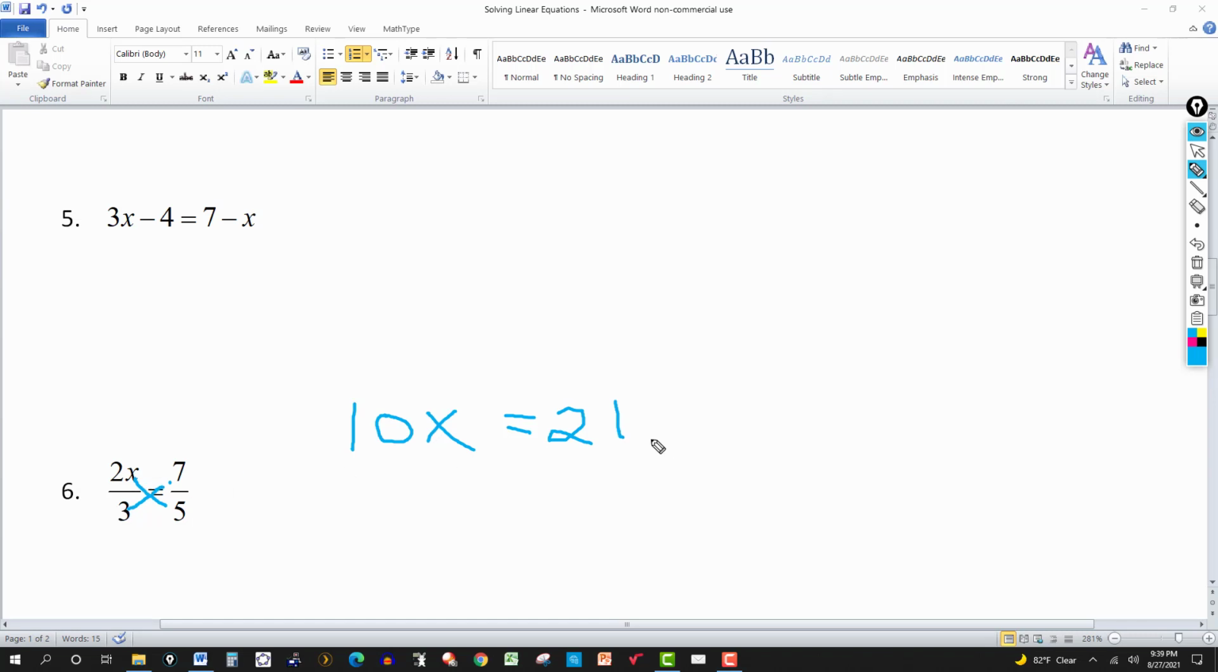3 times 7 is 21. 5 times 2x is 10x. It doesn't matter what side these are. It could be 21 equals to 10x. The answer is going to come out the same. Divide by 10, or again, the rule, shortcut is just divide this into that. It's going to equal to 21 over 10. Okay, let's clear that.